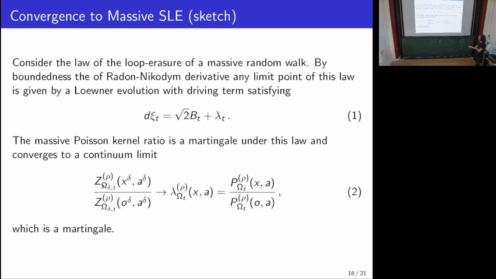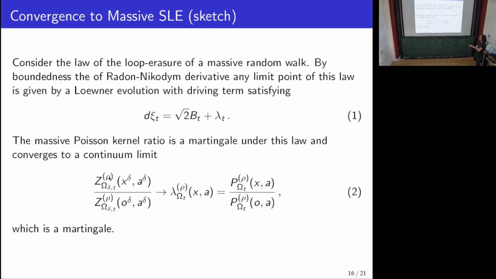This Z rho is a partition function of all random walks that go from x delta to a delta in the domain omega delta t. So here x is in the interior and a delta is on the boundary. If you divide this by, let's say, all random walks that start at x and leave the domain, so all paths, then that would be the probability to leave at a delta.